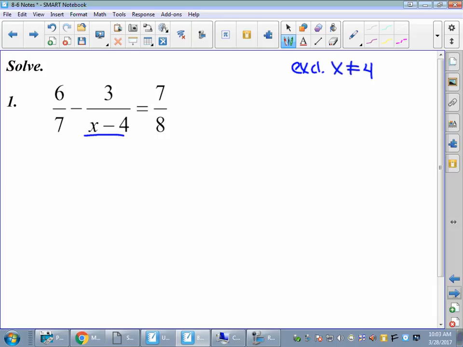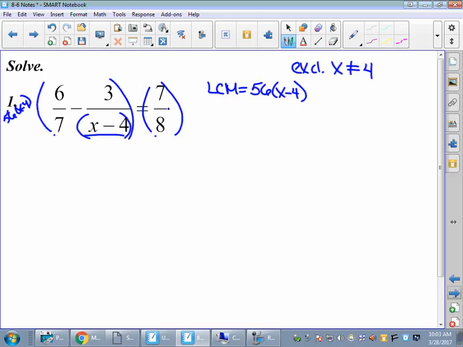So looking at these values, I have a 7, an 8, and an x minus 4. So my least common multiple, 7 and 8 don't have anything that they can share, so I have to do 56. And then I also, x minus 4 needs to be part of that denominator. So if I multiply both sides of this equation, so I'm going to multiply this side by 56 times x minus 4, and I'm going to multiply this side of the equation by 56 times x minus 4. We should get rid of all those denominators.